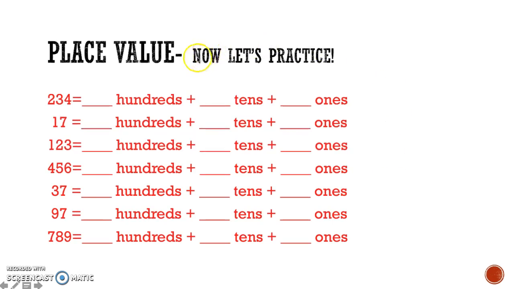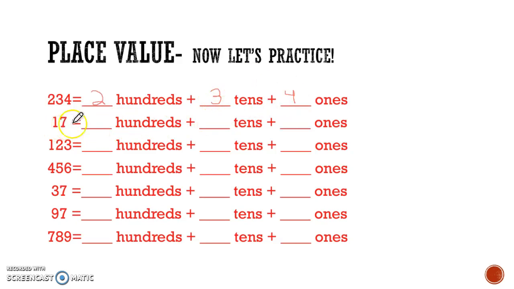So in the place value chart, we're actually now going to practice. So right here we have 234. So we're going to do 2 hundreds. We have 3 tens, and then we have 4 ones. This is also equal to 2 flats, 3 rods, and 4 units.